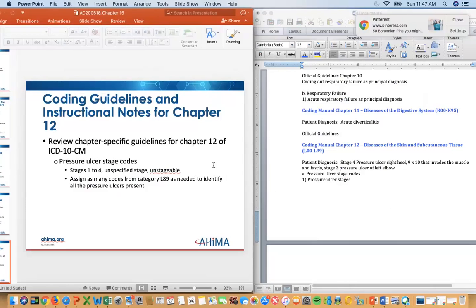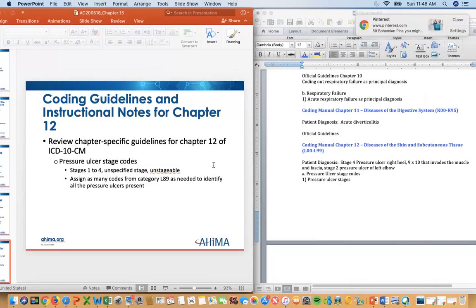So what we're looking at is your chapter 12 guidelines, pressure ulcer stage code. If you knew nothing about that and you saw this diagnosis, but you knew there was a guideline, you could start right there. The PowerPoint states pressure ulcer stage codes, stages 1 through 4, unspecified stage, unstageable. Assign as many codes from the category L89 as needed to identify all pressure ulcers that are present.